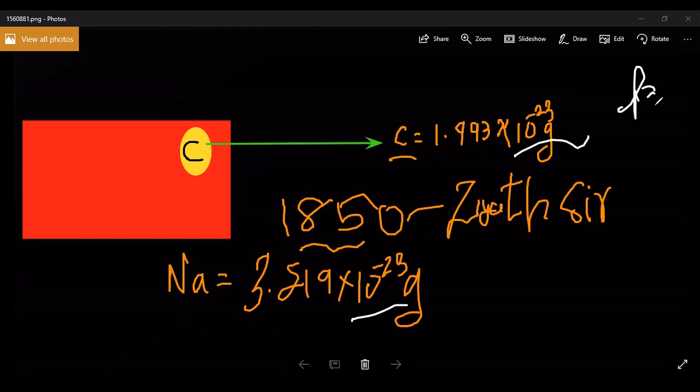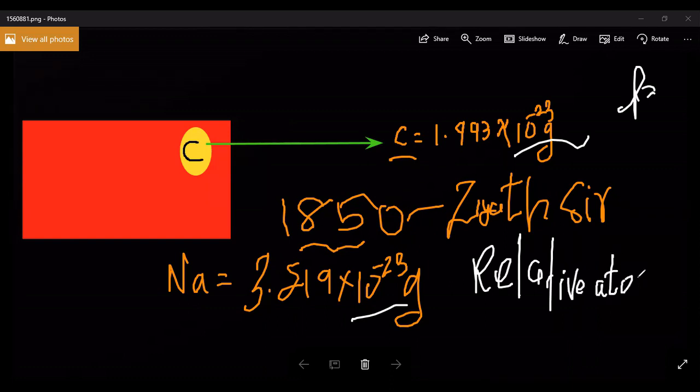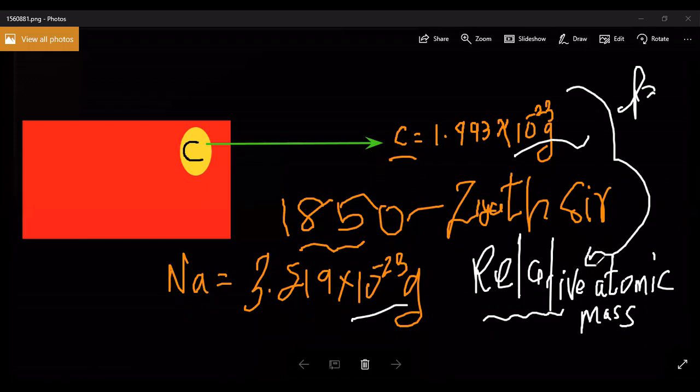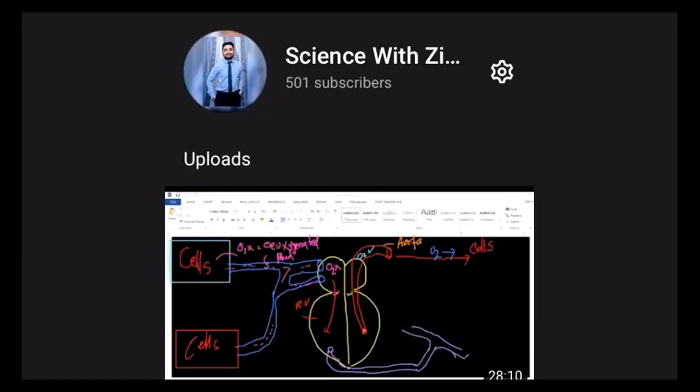So for the next generation, Ziad Sir or whoever the scientist was, introduced another term, that is relative atomic mass. Relative atomic mass, remember that. From one mass, they have introduced the easiest term, the easiest way to understand: the relative atomic mass. So let's move on. That's a very clear part of this chapter.